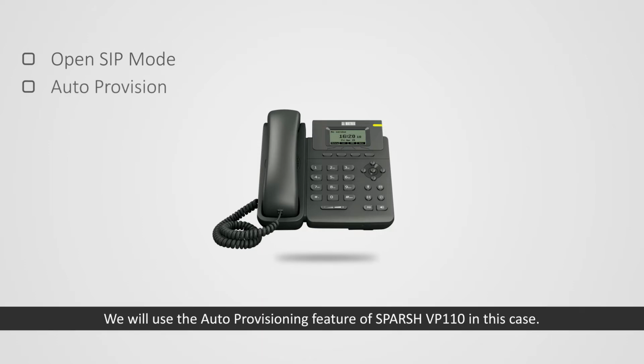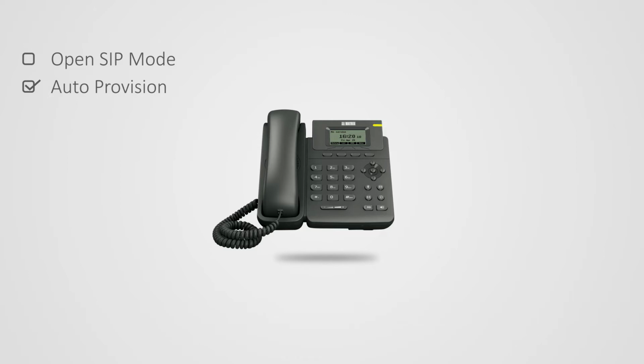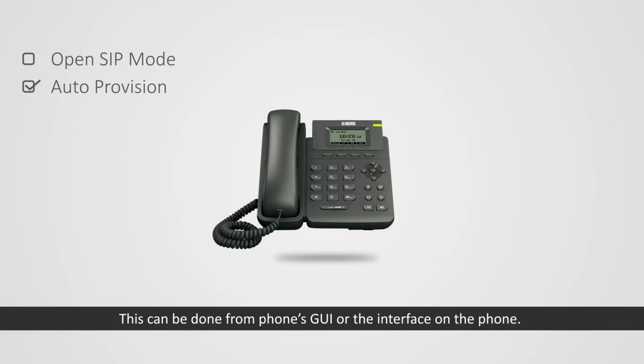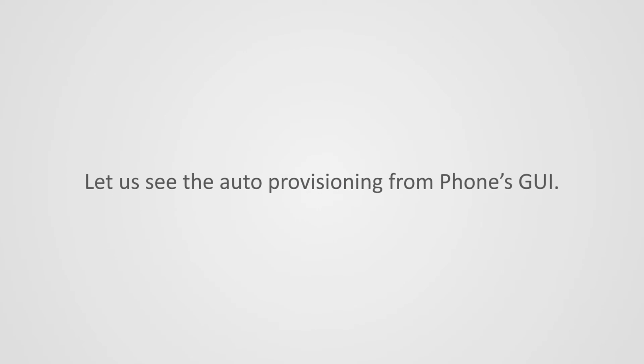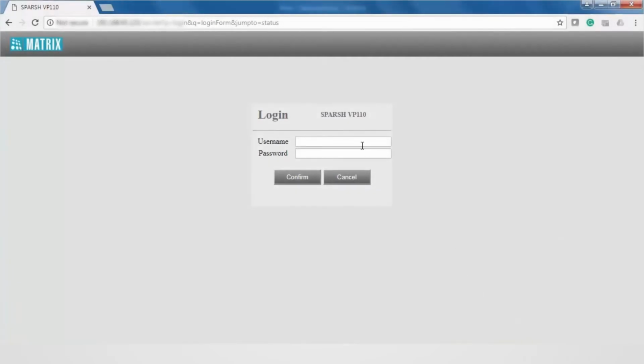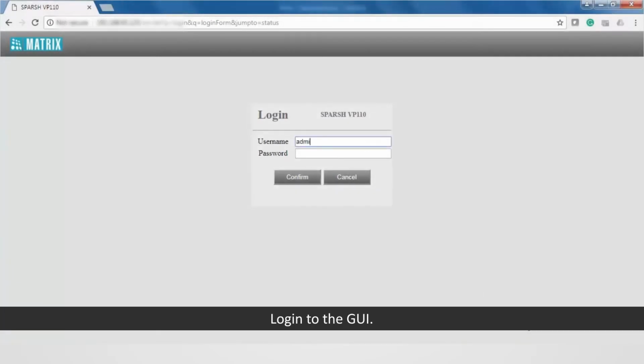We will use the auto-provisioning feature of SPARSH VP110 in this case. This can be done from phone's GUI, or the interface on the phone. We will see both the methods. Let us see the auto-provisioning from phone's GUI. Log into the GUI.